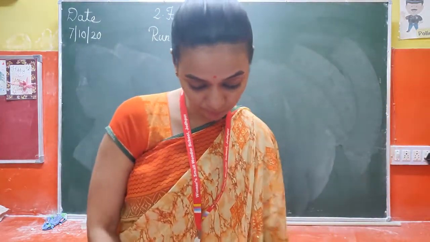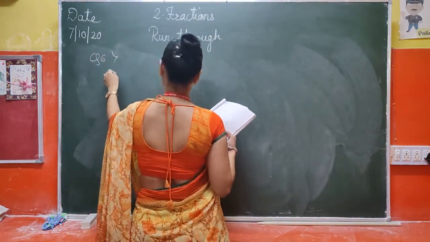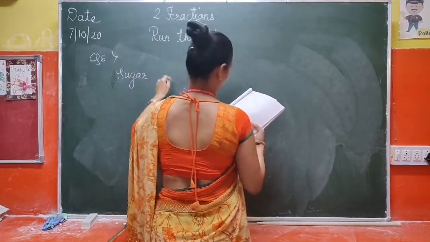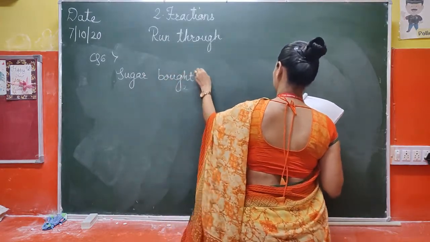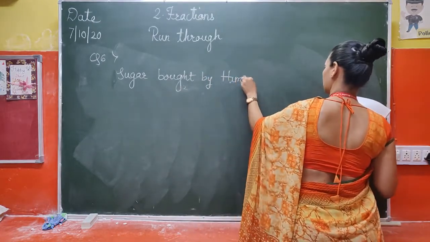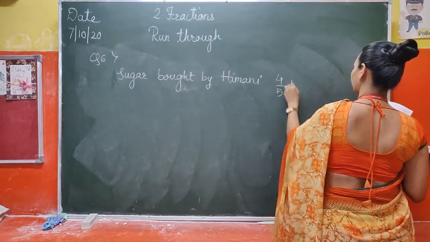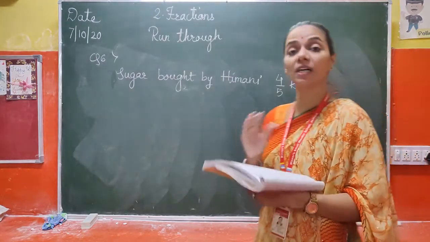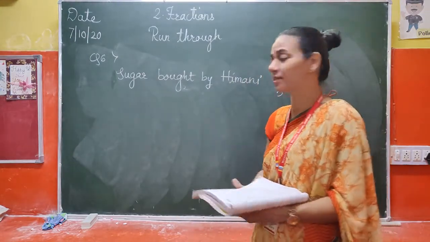Okay, so Himani, question number 6. Now the sugar brought by Himani is 4 by 5 kg. Right? This is the weight of the sugar. Now what she has done, she has used 1/3 of this sugar to make dessert. Dessert means any sweets, right?